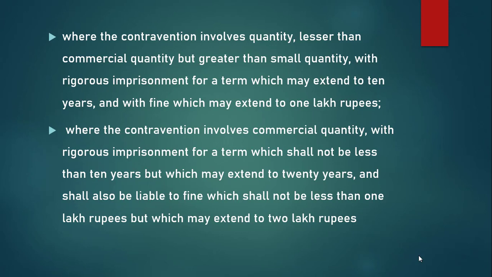And if the contravention involves quantity lesser than commercial but greater than small quantity of manufacturing and production, you will get rigorous imprisonment for a term which may extend to 10 years and a fine which may extend to 1 lakh rupees. So you will get 10 years imprisonment and 1 lakh rupees fine. And for commercial quantity manufacture and production, you will get imprisonment of 10 years which may extend to 20 years, and a fine of not less than 1 lakh rupees, which may extend to 2 lakh rupees.